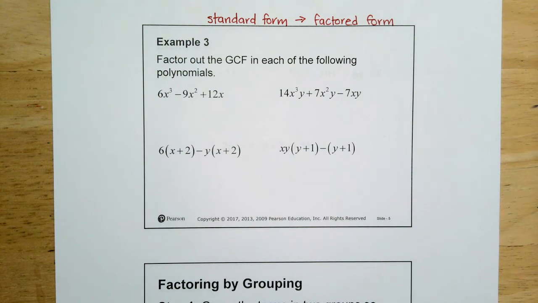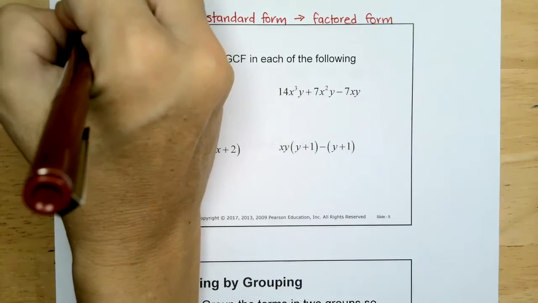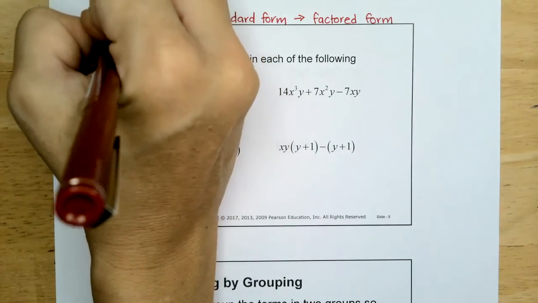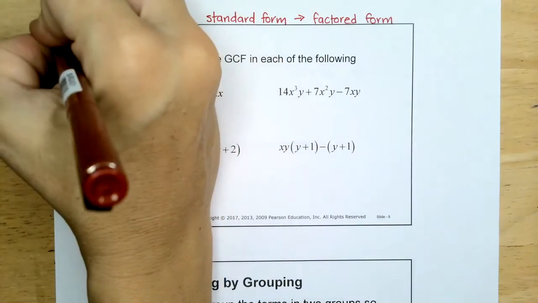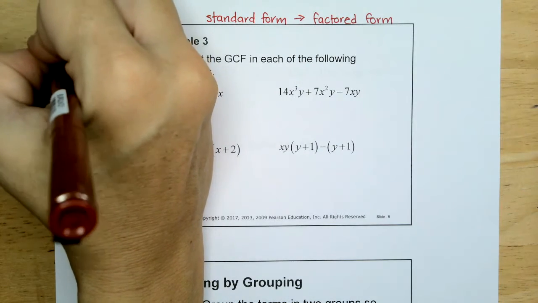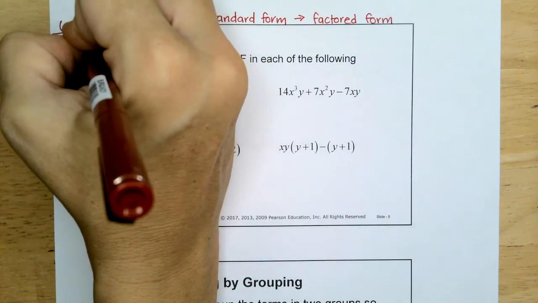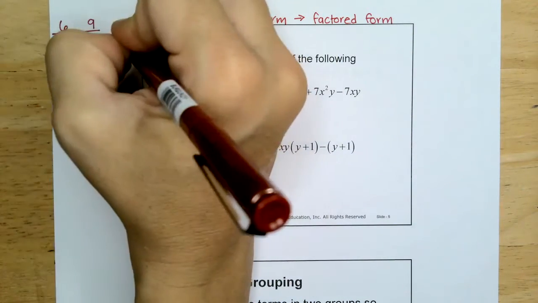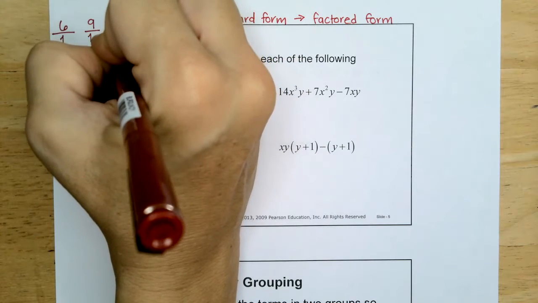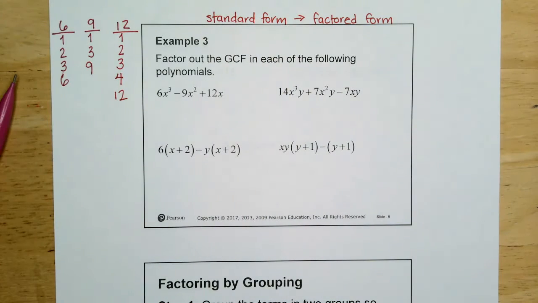Okay, so the greatest common factor for 6x to the 3rd minus 9x squared plus 12x. Remember, we start with the number. So the numbers here are 6, 9, and 12. You might be faster than me, you might already know. 6, we can divide 1, 2, 3, and 6, right? 9, we can do 1, 3, and 9. 12, we can do 1, 2, 3, 4, 6, and 12, right?